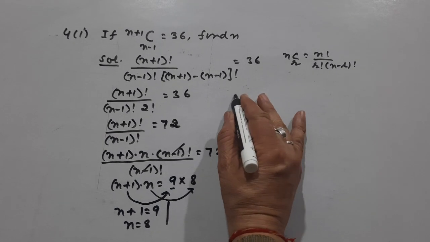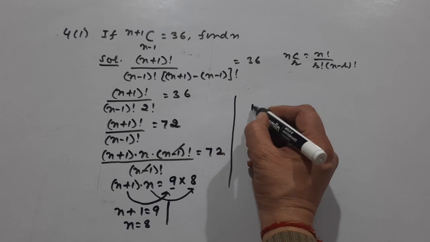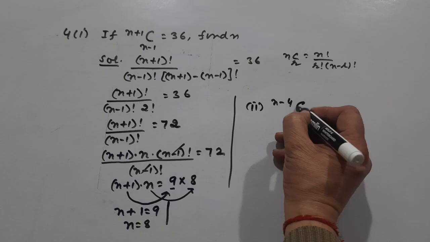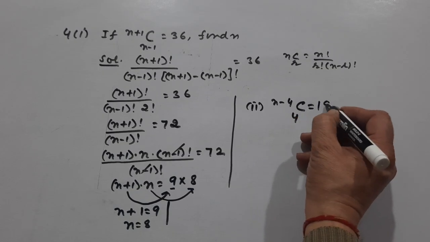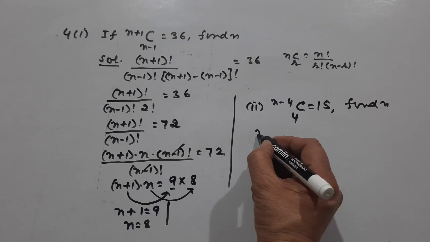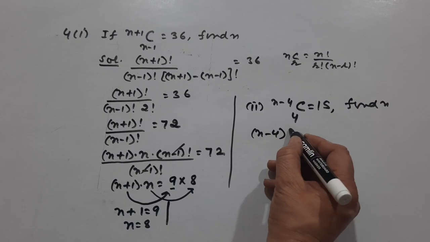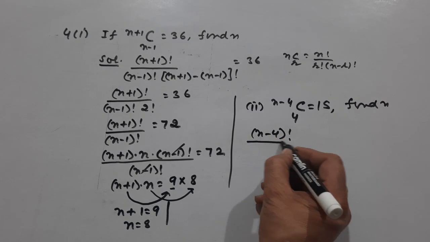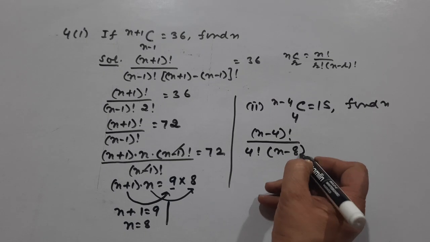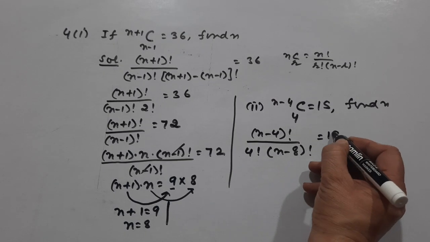Then we have the second part, students. Second part is (n-4)C4 equals 15, find n. Now using the formula nCr, (n-4)! upon 4! times (n-8)! equals 15.